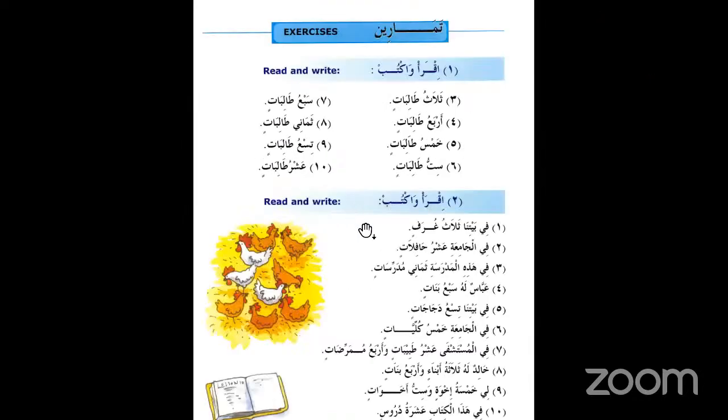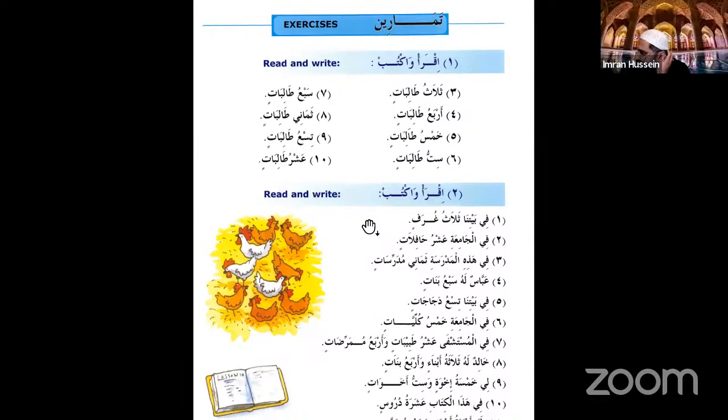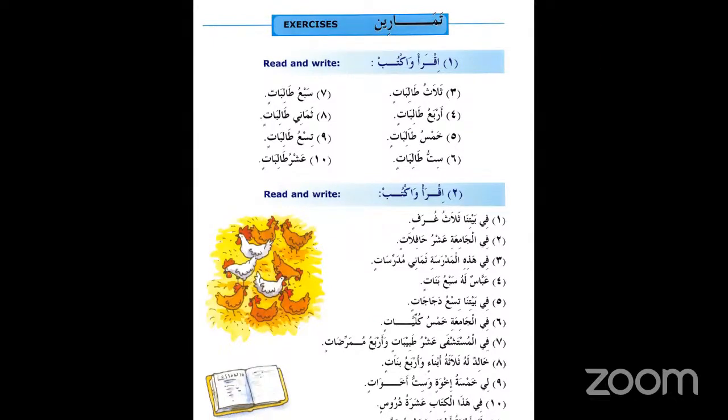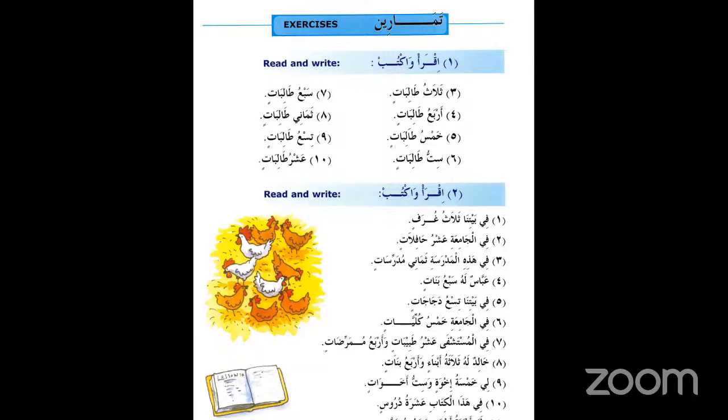These are what we have to remember. When asking, we ask in the singular. When we have a feminine subject, the number is masculine. And when we have a masculine subject, the number is feminine.